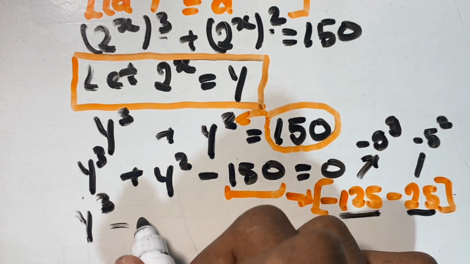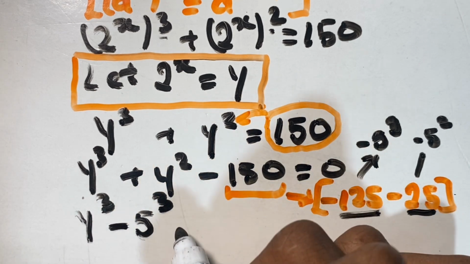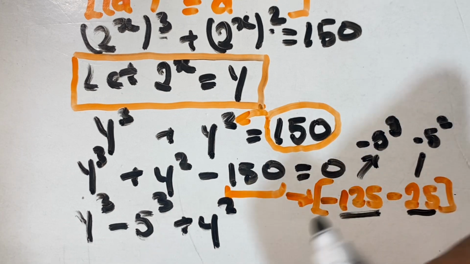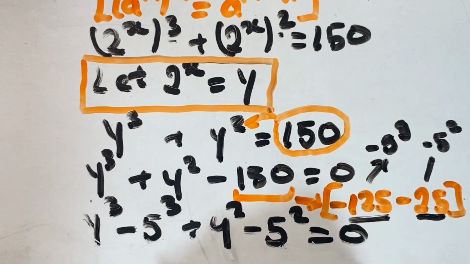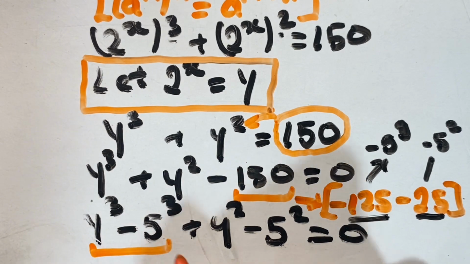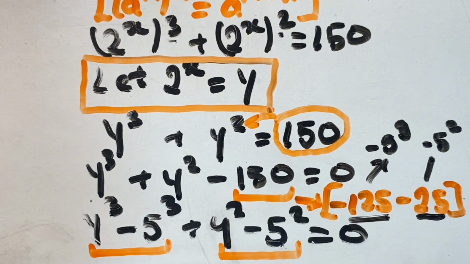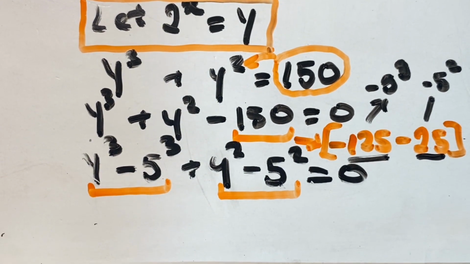So we have y cubed and we pair that with negative 5 cubed. Then we say plus y squared and we pair that with negative 5 squared. So we have y cubed minus 5 cubed plus y squared minus 5 squared is equal to 0. And if you look closely, we have the difference of 2 cubes and the difference of 2 squares. Now how do we factor these two expressions? Let's have a look at that.